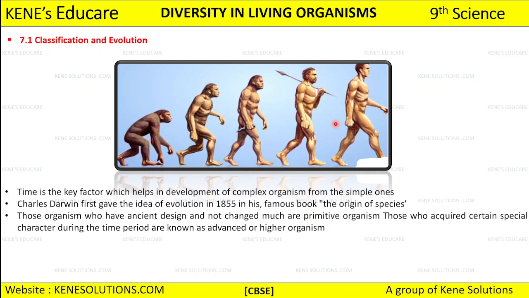So as and when time is moving ahead, what is happening? Human beings are developing some special characters during this time period, right? The special characters which are being acquired by human beings, we call them advanced organisms, or higher organisms which have developed. But this picture, if you can see, is called a primitive organism, because this is an ancient design or ancient form of life which has existed on the earth.